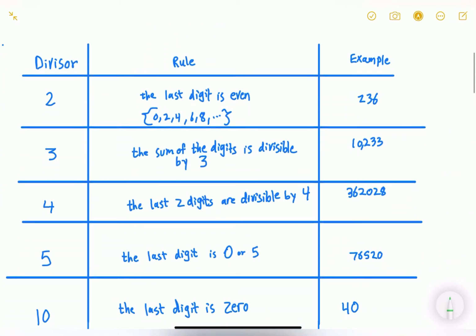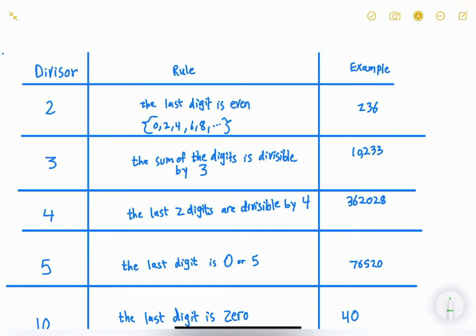Okay, so now let's talk about the divisibility rules. A number is divisible by 2 if the last digit is even. For example, 236. How would we identify that it's divisible by 2? Because it ends in an even number. Now we know that it's divisible by 2.